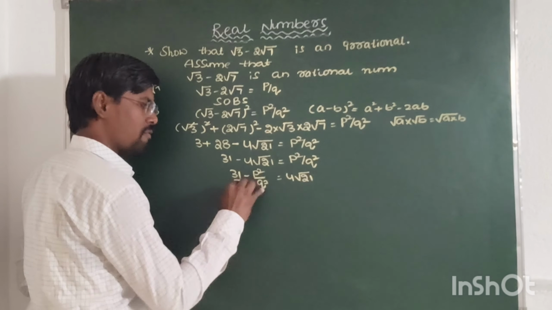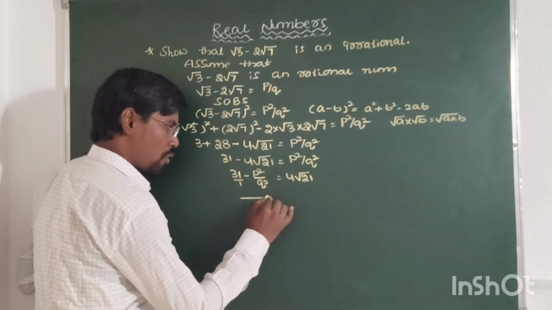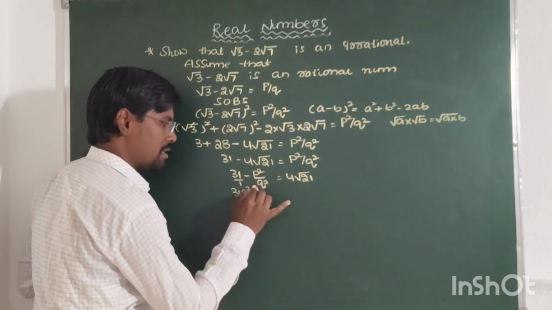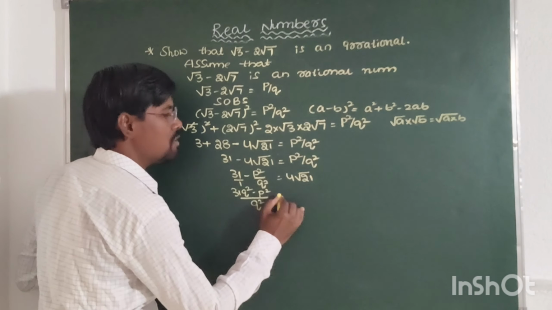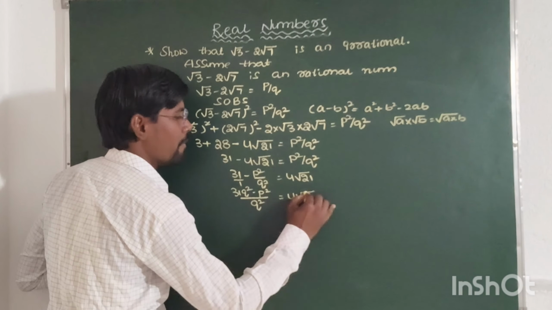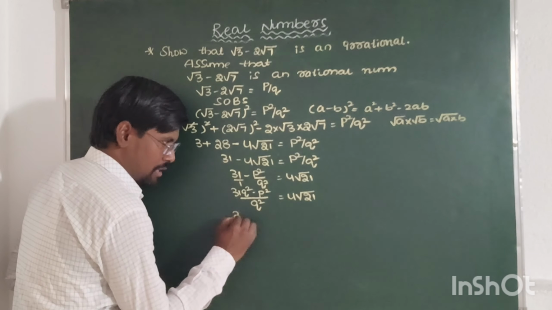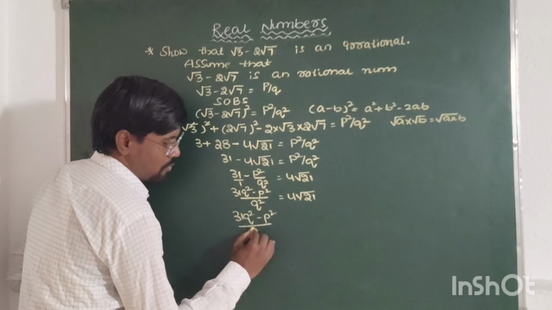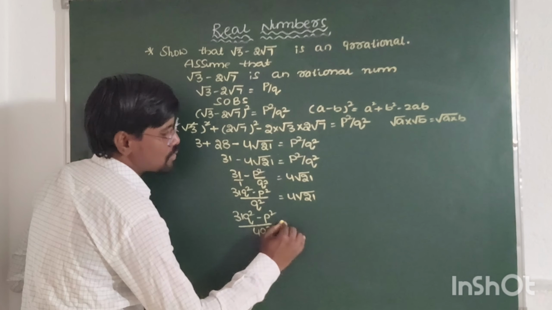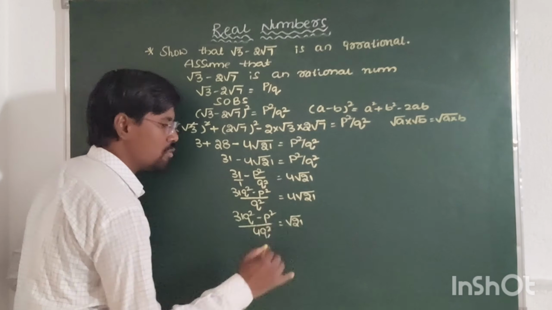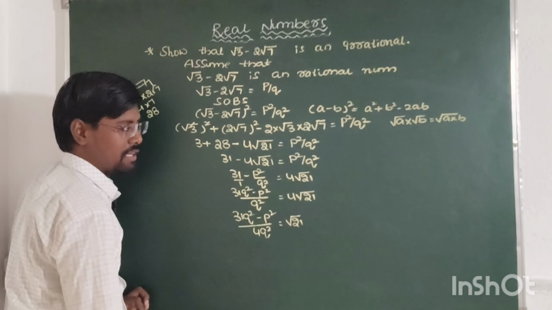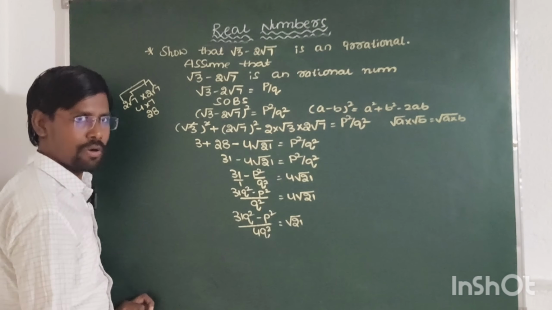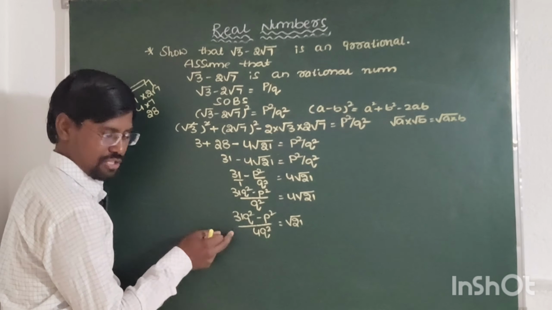Now it becomes over 1, and the LCM becomes q square. Then it can be written as 31 q square minus p square by q square is equal to 4 root 21. Now 31 q square minus p square by 4 q square is equal to root 21. We all know root 21 can be written as root of 7 into 3. It is not a perfect square. It means root 21 is an irrational number. But we got a rational number.